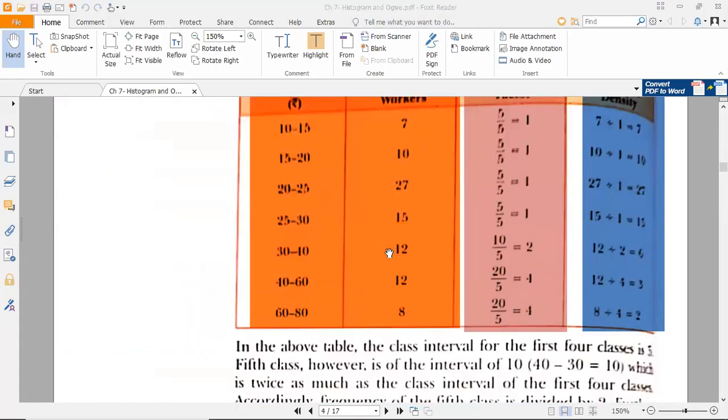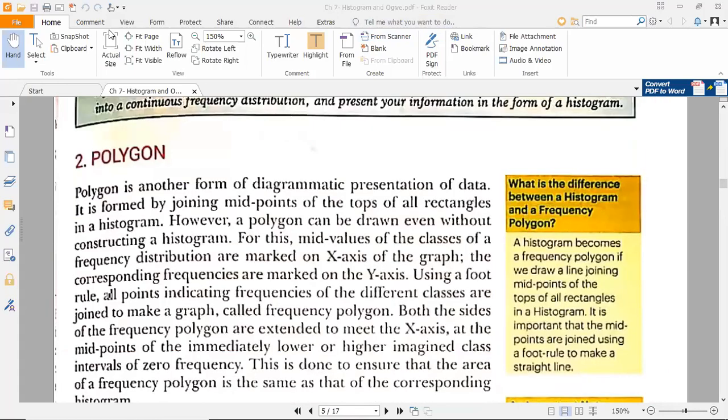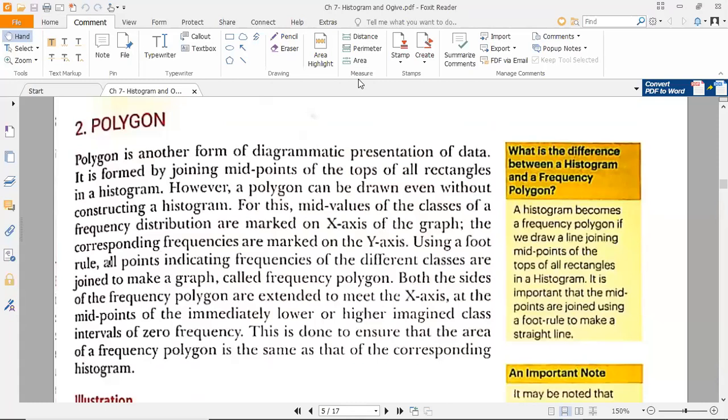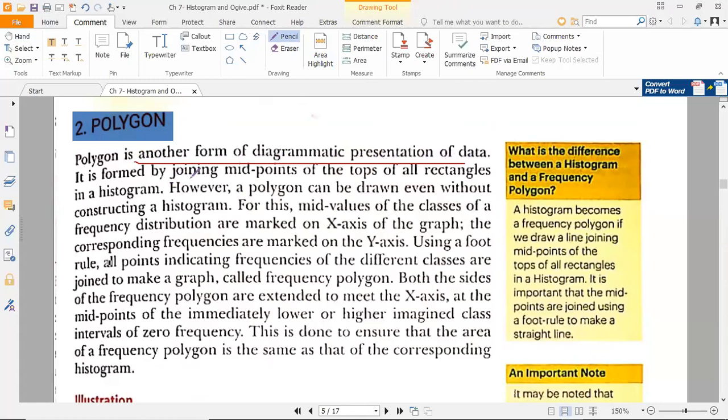Today we'll be starting with the polygon part. So basically, what is a polygon? A polygon is another form of diagrammatic presentation of data. It is formed by joining the midpoints of the tops of all rectangles in a histogram. So in the histogram that we made yesterday, we will be joining the midpoints of the tops of all the rectangles, and by joining them we will be getting a frequency polygon.